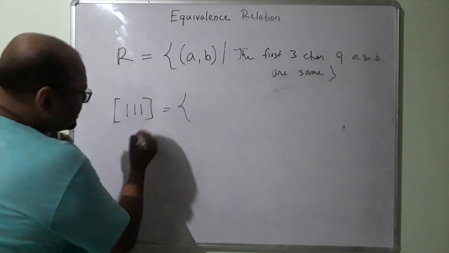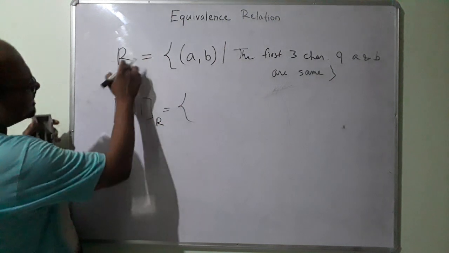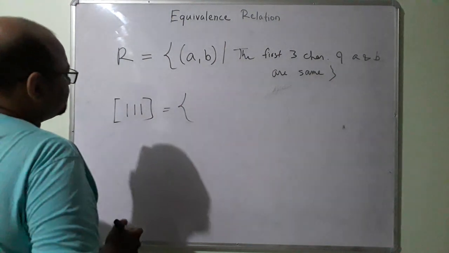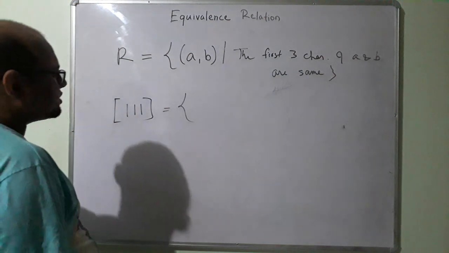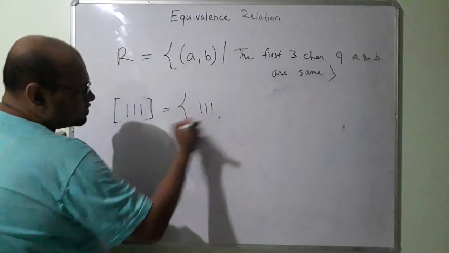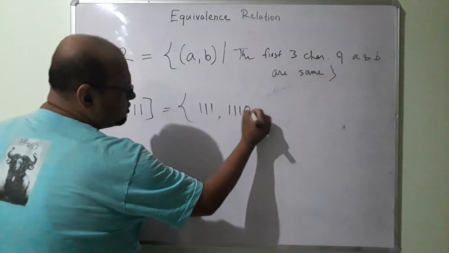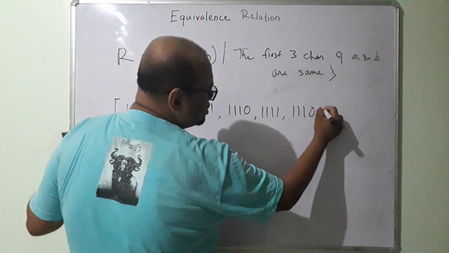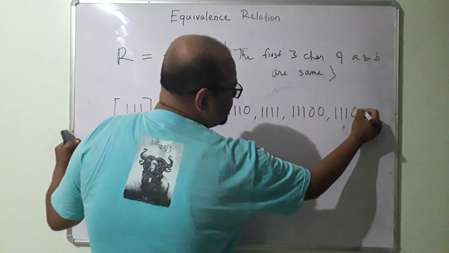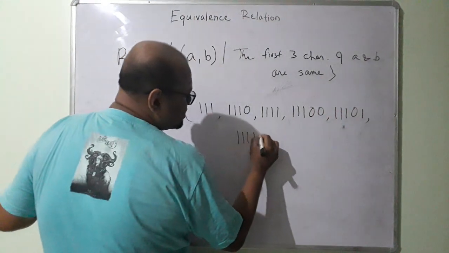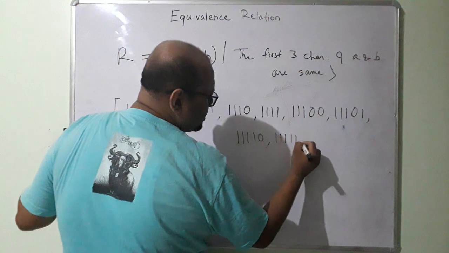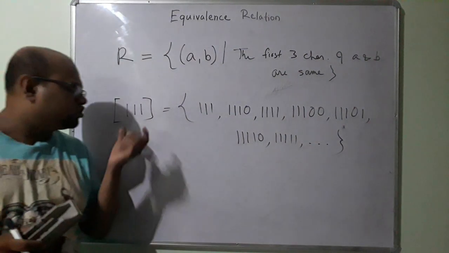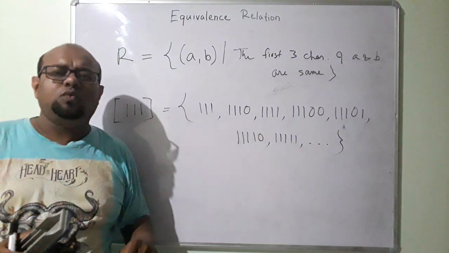See, I could have written R here, but since there is only one relation we are talking about, this R need not be written. Alright. In the equivalence class of 1, 1, 1, I will have 1, 1, 1, of course. Then I will have 1, 1, 1, 0. I will have 1, 1, 1, 1. I will have 1, 1, 1, 0, 0. I will have 1, 1, 1, 0, 1. 1, 1, 1, 1, 0. 1, 1, 1, 1, 1, and so on. Alright. So this is the equivalence class of 1, 1, 1.